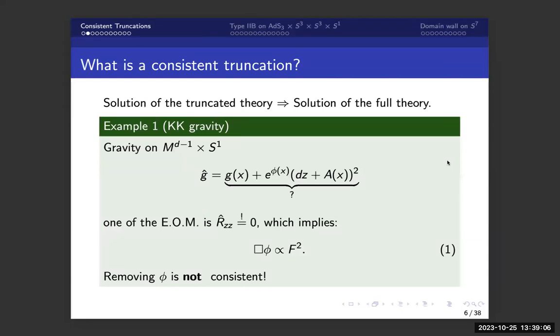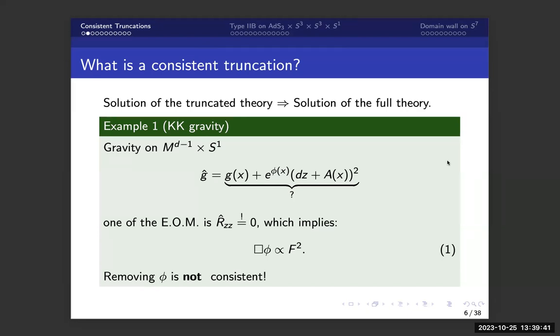First, a consistent truncation is whenever one starts from some physical theory which involves a bunch of fields, and the truncation consists in discarding some of these fields, setting them to 0. This process is said to be consistent whenever any solution of the reduced truncated theory is always guaranteed to uplift to a solution of the full theory that you started from. This is the mathematical definition of consistent truncation.